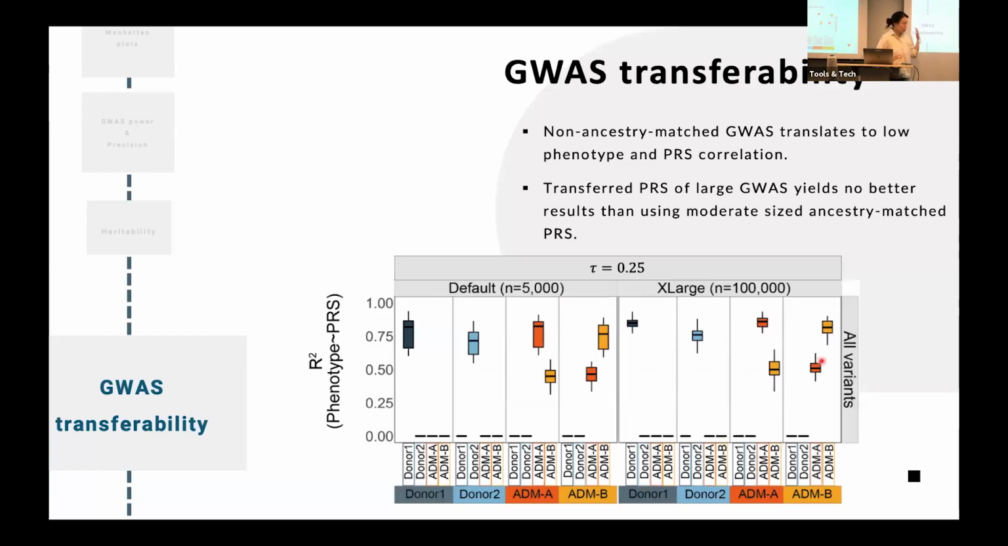But because we're doing simulations, we can just crank that number up to 100,000 individuals in the GWAS. What we hoped to see was that it would detect the association signals that we couldn't get with the smaller GWAS. But that's really not the case. Even with this extremely large GWAS, we are still seeing poor transferability of GWAS results across populations. So the main message would be: don't transfer the GWAS results. Try to match the GWAS and the target population as much as possible.